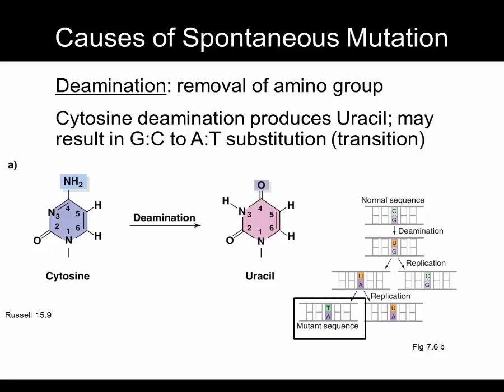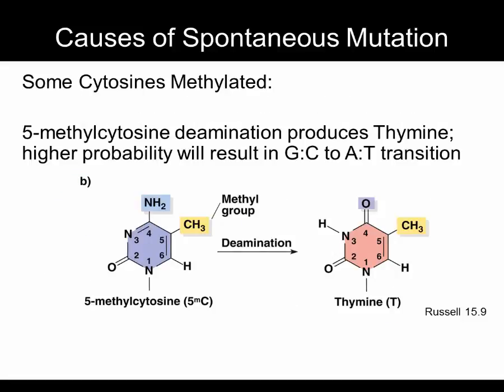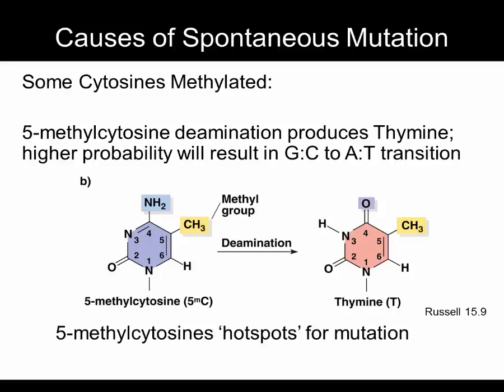Certain cytosines are modified with methyl groups, making 5-methylcytosine. And deamination is an even bigger issue with these bases. Deaminated 5-methylcytosine is just thymine. And since unlike uracil, thymine is a normal base, the cell doesn't know there's a problem that needs to be fixed. So 5-methylcytosines are hotspots for mutations.